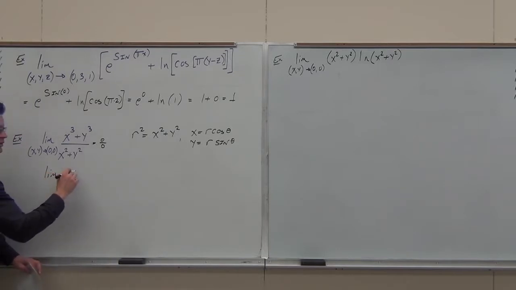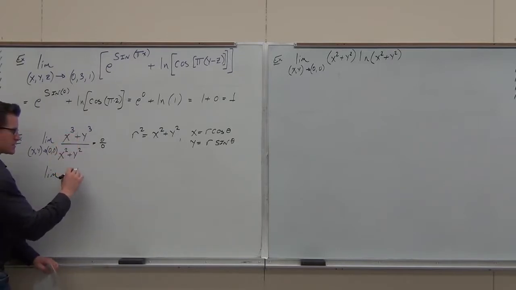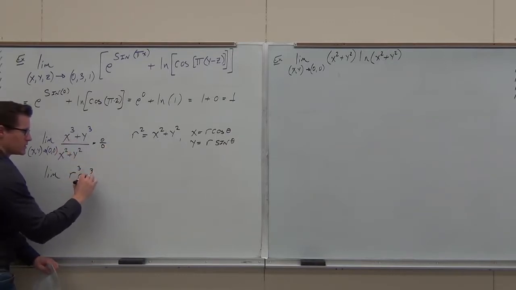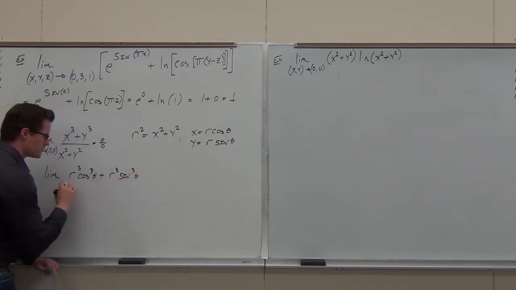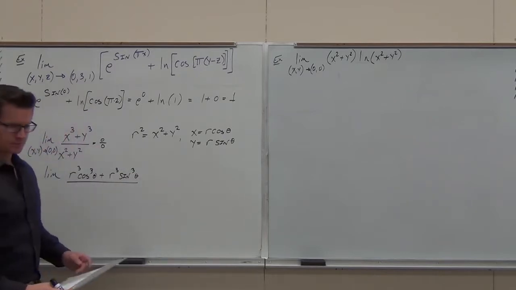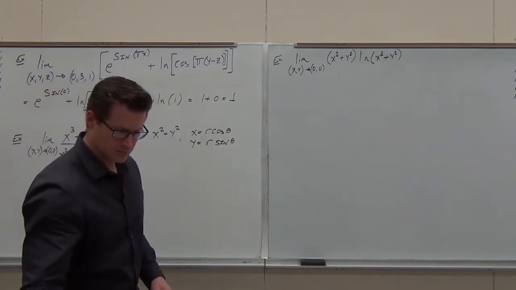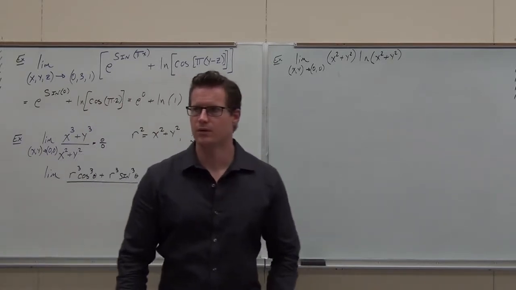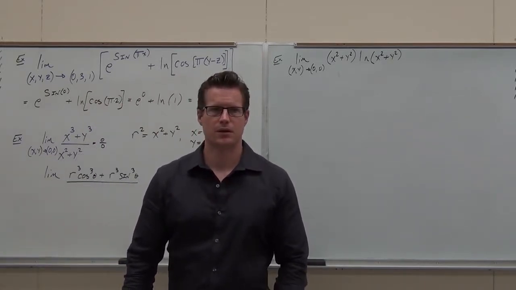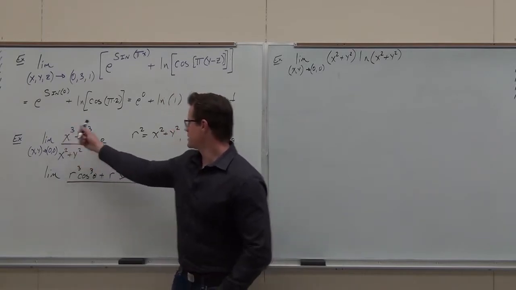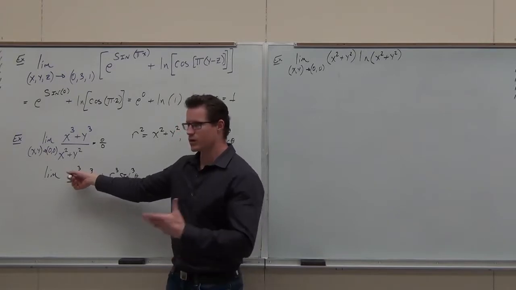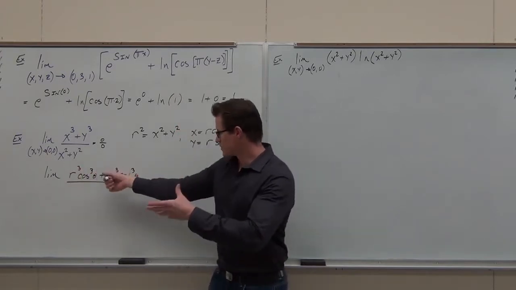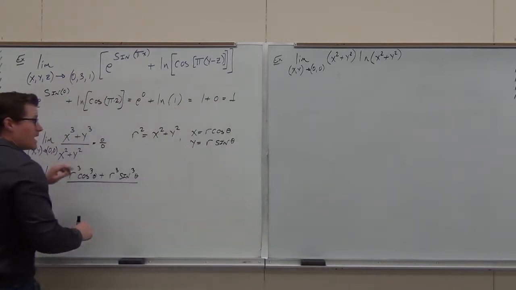If we do, we can let this go to r, well, x would be r cosine theta. So r cubed cosine cubed theta plus r cubed sine cubed theta. Head nod if you're okay with that one, for real. Do you see where this came from? If x is r cosine theta, then x cubed is r cubed cosine cubed theta. Same thing for the y. What's the denominator going to be?